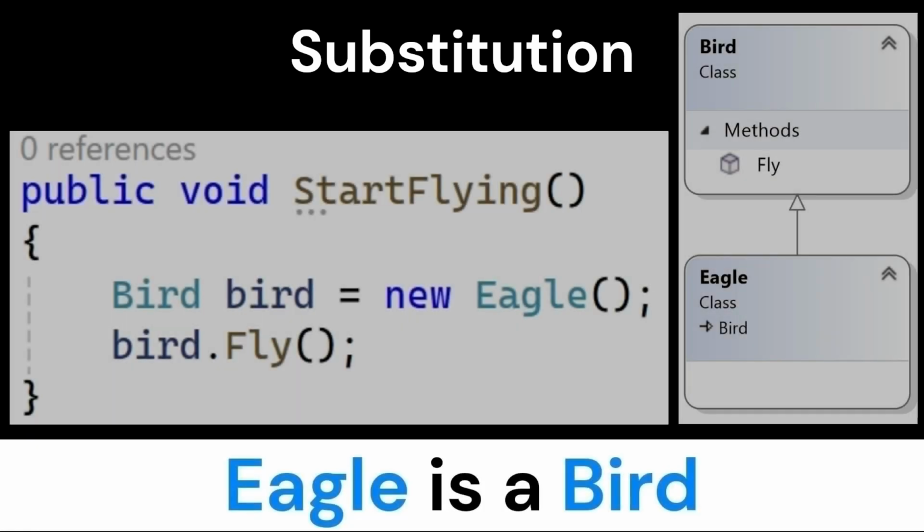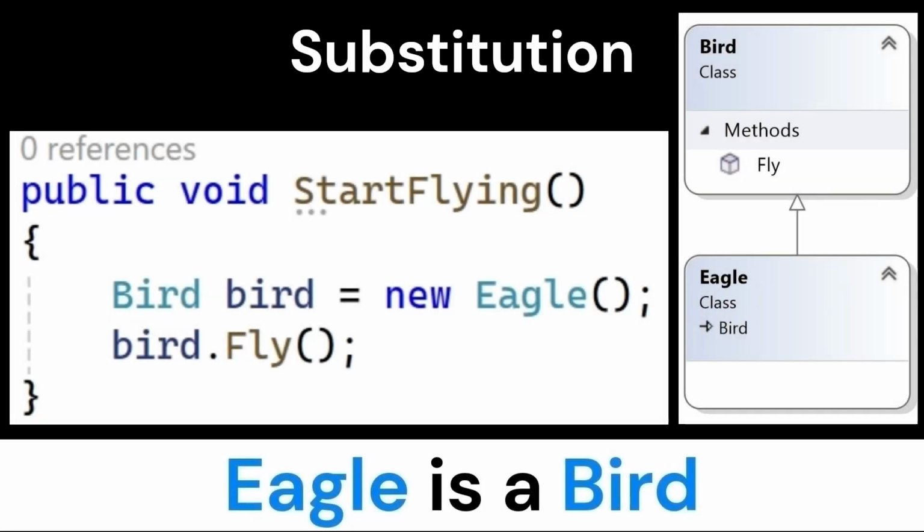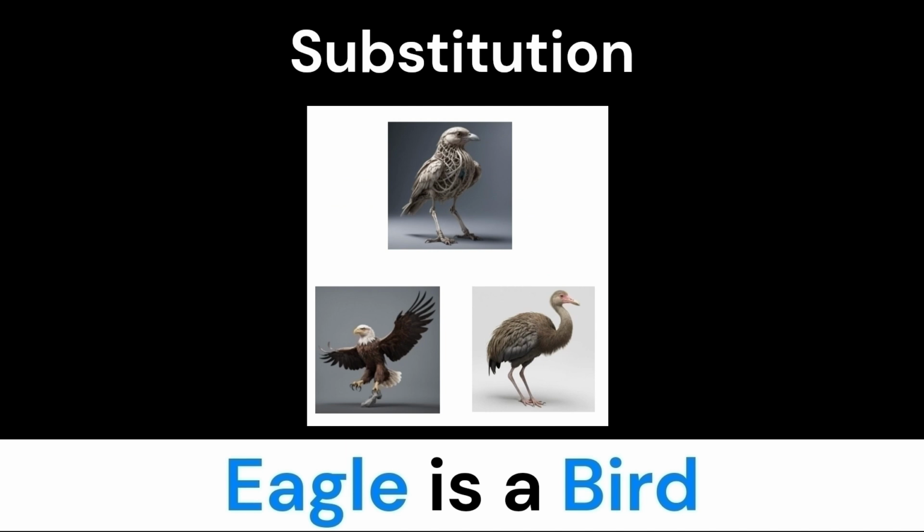Similarly, an eagle is a bird. This means that any code that works for bird should also work for eagle. After all, eagle is also a bird. And that's exactly how polymorphic code works. But here's the problem. A bird can fly. An eagle is a bird and it can fly.